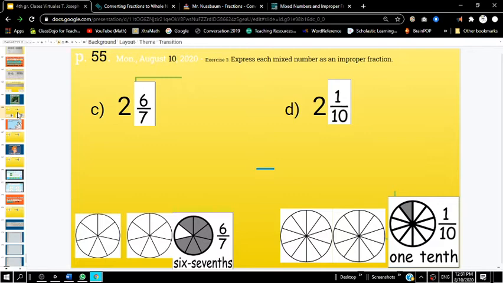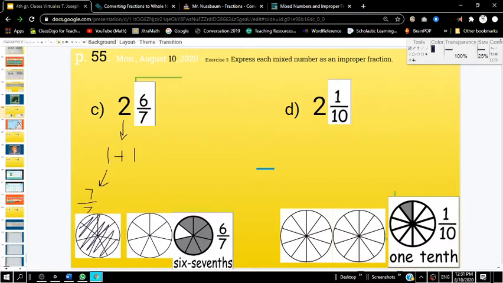Letter C says 2 and 6/7. How do we change that to an improper fraction? Well, we can separate 2 into 1 plus 1. And 1 we can separate into 7/7, as shown right here in the drawing. Again, 1 can be separated into 7/7, as shown here in the drawing. And then we just add our 6/7.